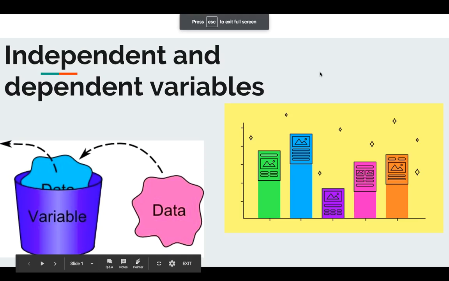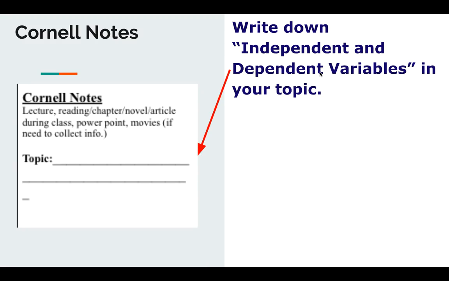Hey guys, so today we're going to be talking about independent and dependent variables. And we're going to be using the Cornell Notes style to be taking notes for this lesson. So under the topic here, I want you guys to put independent and dependent variables. That's going to be your topic for today's lesson.